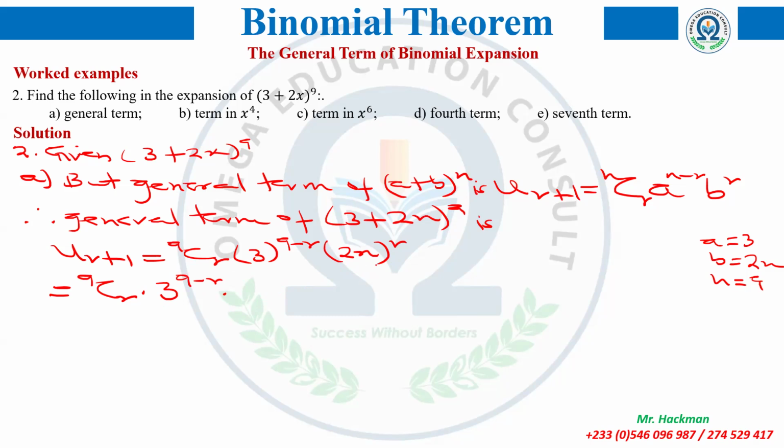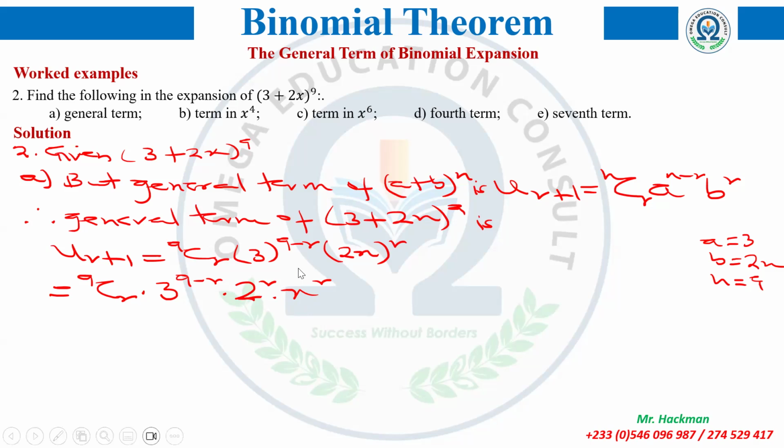If it's not 1, use indices to split, because we know that this is the same as 2 to the power R, then X to the power R. Do you agree? Yes, sir. So that will give us 2 to the power R, then times X to the power R. All correct? Yes, please. So this will be our final general term.